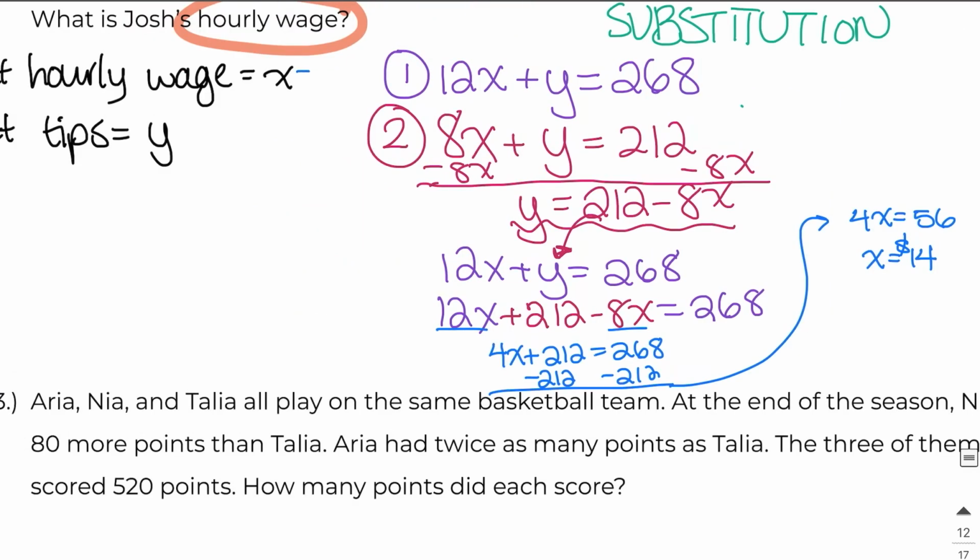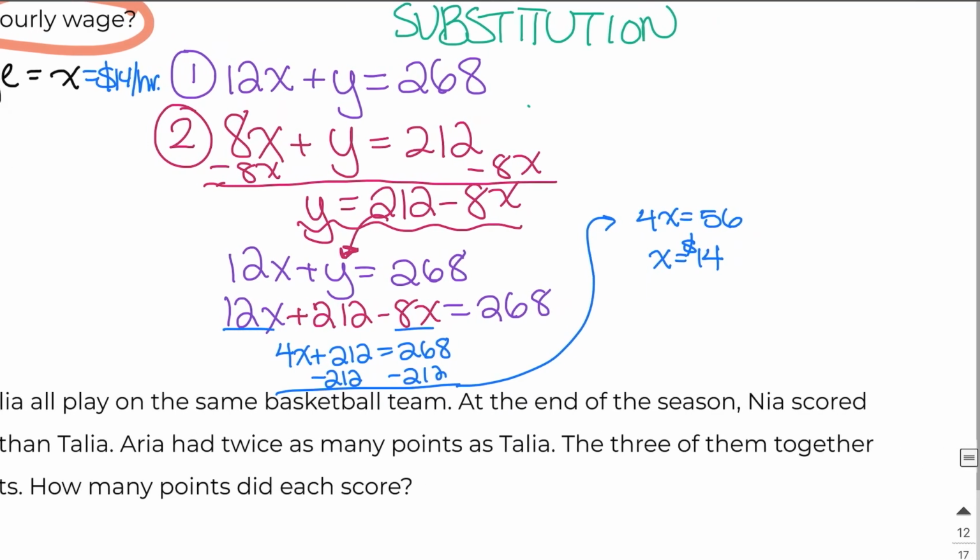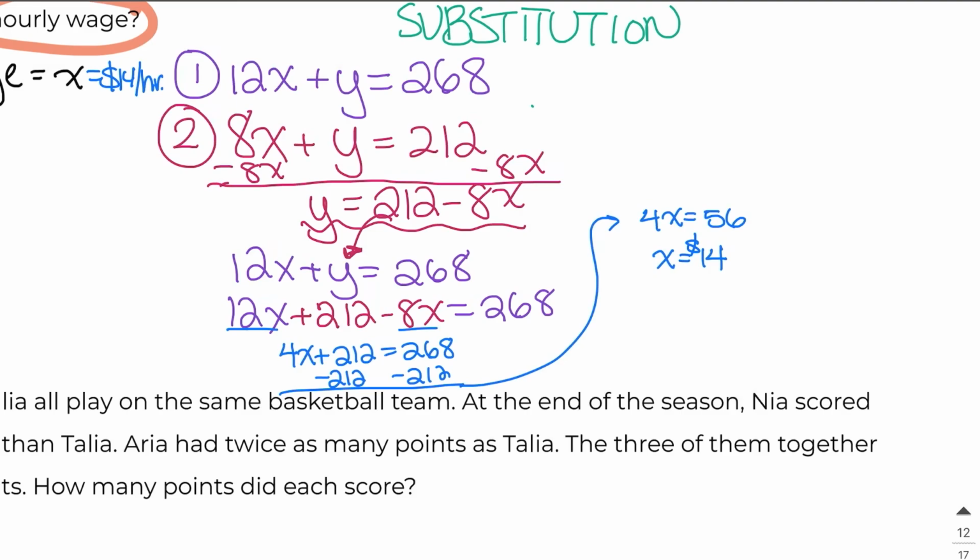We know that he's making $14 per hour, but I still have to solve for y. And I can plug 14 into either equation. So let's go ahead and plug it into the first equation. So the first equation says 12x plus y equals 268. So I'm going to say 12 times instead of x. I'm going to replace that with 14. Then I'm going to just copy the rest down.